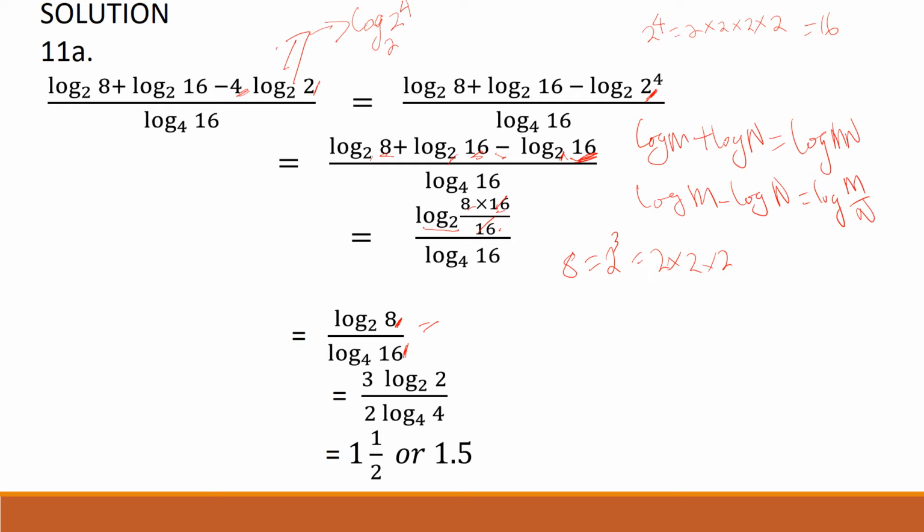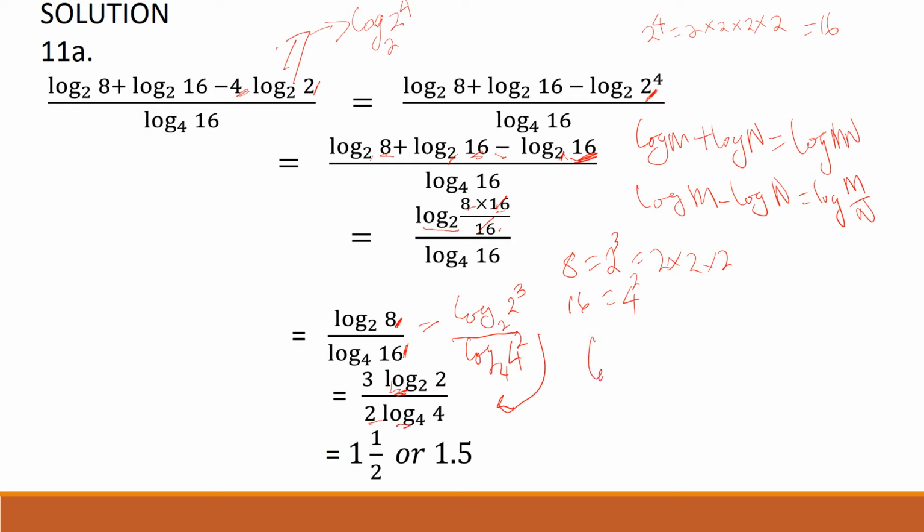Okay, so this can be simplified further as log base 2 raised to power 3 all over 16 is the same as 4 raised to power 2, all over log 4. We're trying to simplify, remember. So this is the same as what we have on this page now. So we'll now have 3 log 2 base 2 and then 2 log 4 base 4.